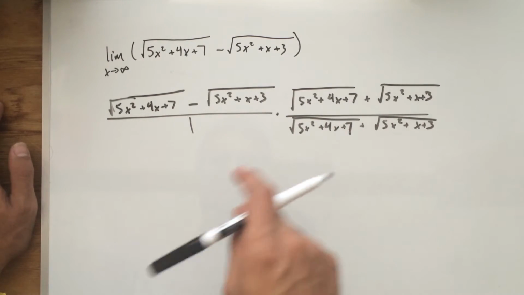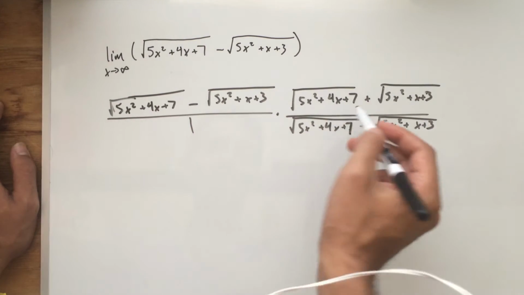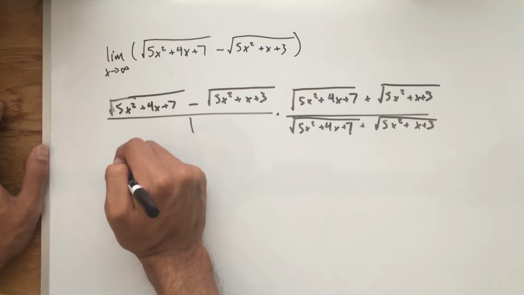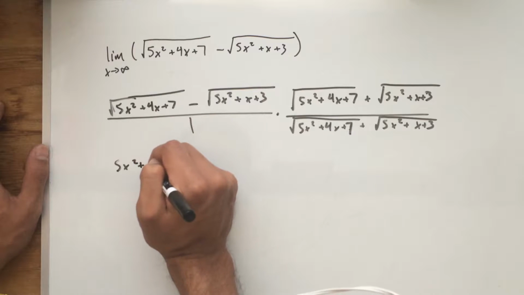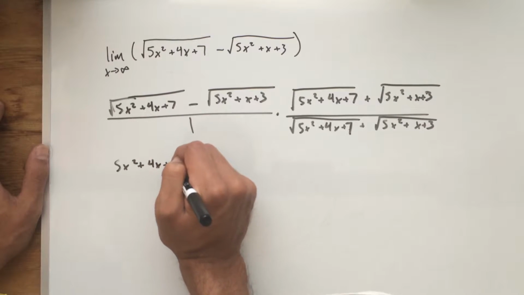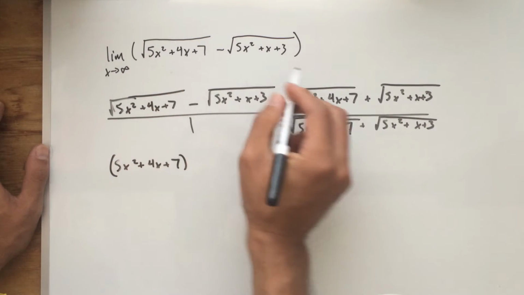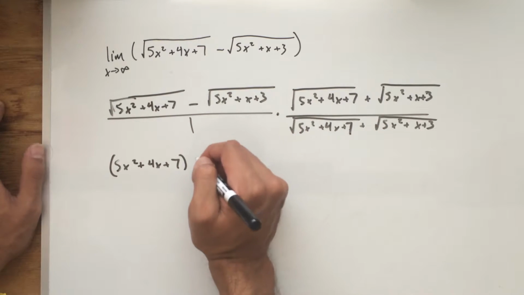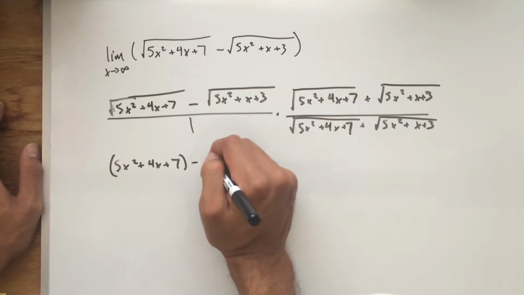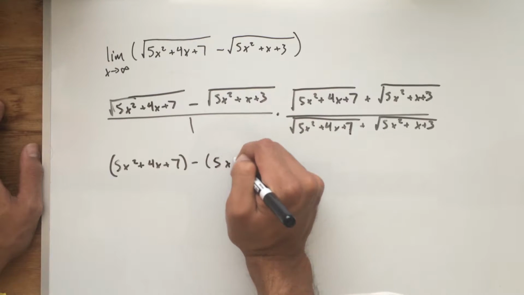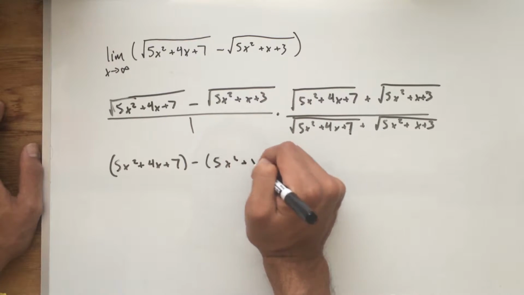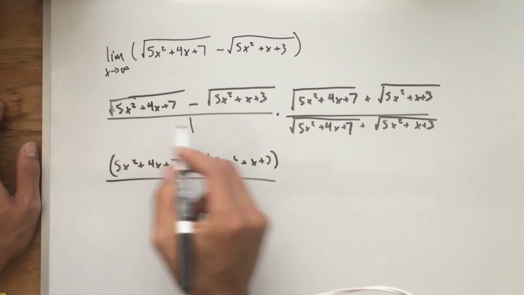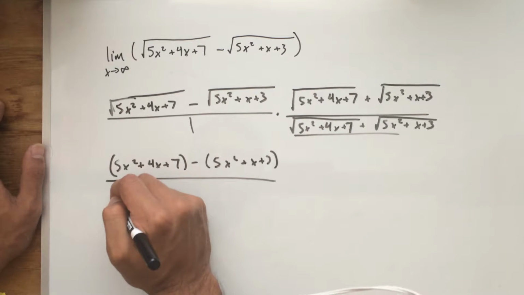So now, remember you'll have the difference of squares on top, so it'll be easy to simplify. You have 5x squared plus 4x plus 7, because the square root times the same square root just cancels out. And then you have 5x squared plus x plus 3. And the denominator is going to be this whole thing.